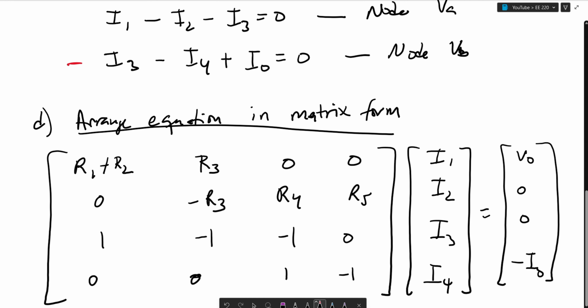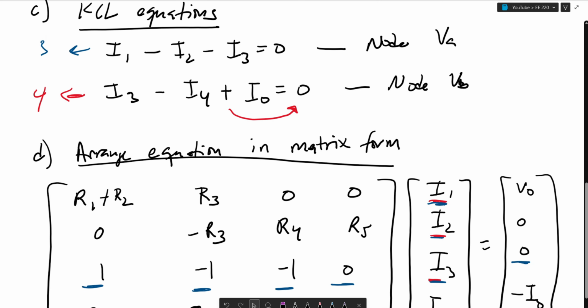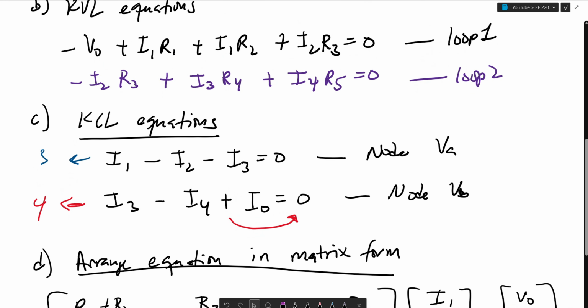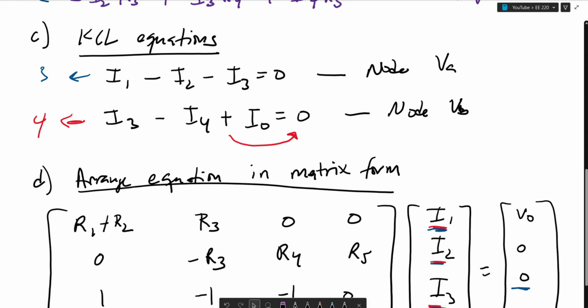So in this fourth equation, equation 4, 0 times I1 plus 0 times I2 plus 1 times I3 minus 1 times I4 gives us negative 0, because you move this to the other side. In terms of equation 3, 1 times I1, negative 1 times I2, negative 1 times I3 plus 0 times I4 gives us 0. If you were to do the same thing here in terms of equation 2, you would get 0.